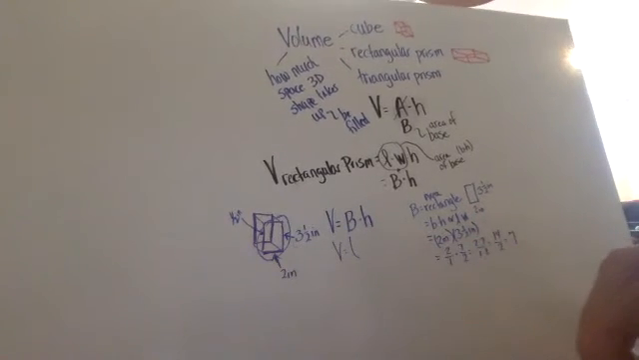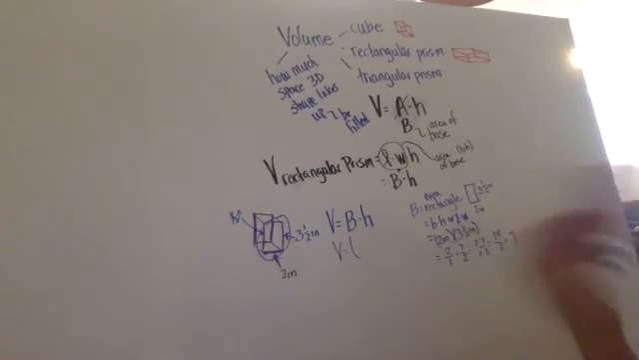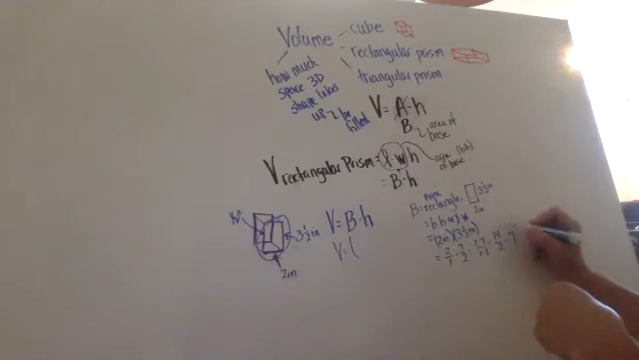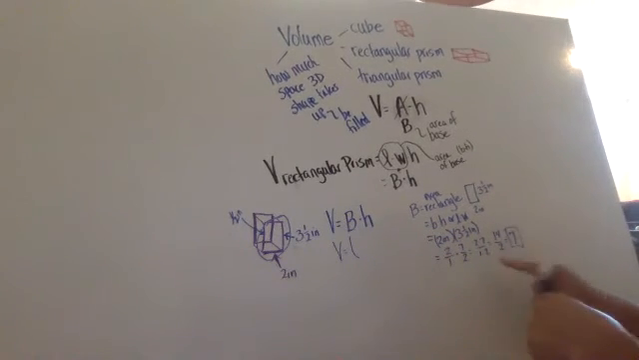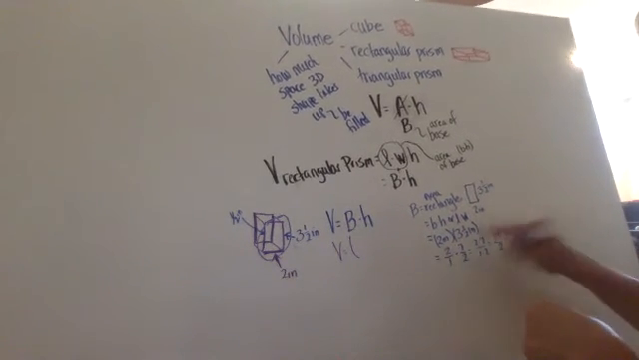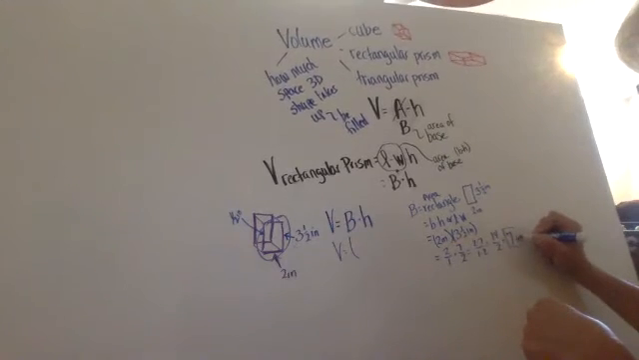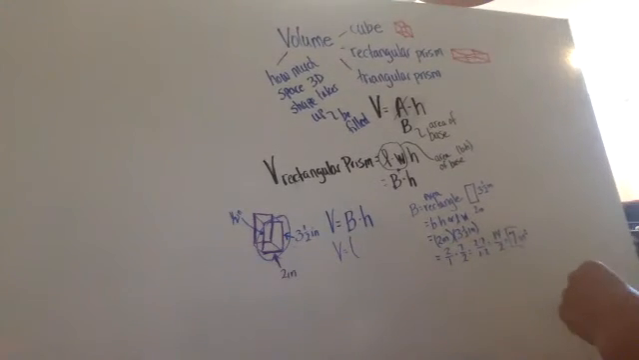I could have done it 2 sets of 3 is 6, 2 sets of a half is 1. So altogether I get 7. I could have thought of it any way. But 7 what? Inches times inches, 7 inches squared.